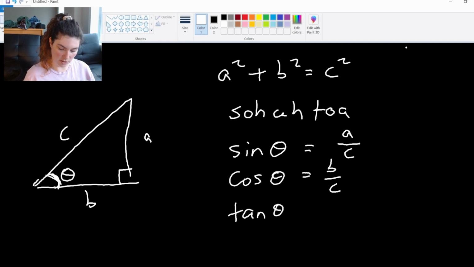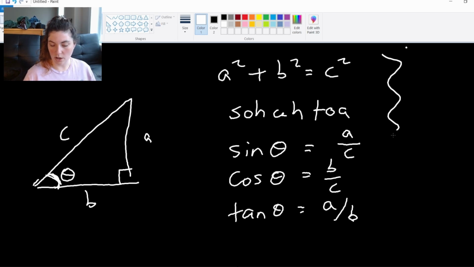And our tangent theta, well, it's always opposite over adjacent, but in this case, opposite is a and adjacent is b. A over b. So these are super important. They're going to haunt all of your dreams and your nightmares. We're going to use them all the time. Very basic though. I have a feeling you all remember this. You use them all the time in calculus and physics. I just wanted to make sure that we were all on the same page.